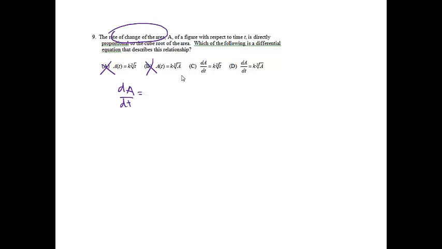So now I just need to notice, in C and D they both have a K, so I'm not going to be real worried about that. One has the cube root of T and one has the cube root of A. We just need to figure out which one of those I should use, and this one says the cube root of the area. So I'm going to pick the one that has the cube root of the area, which is choice D. Great, number 10.